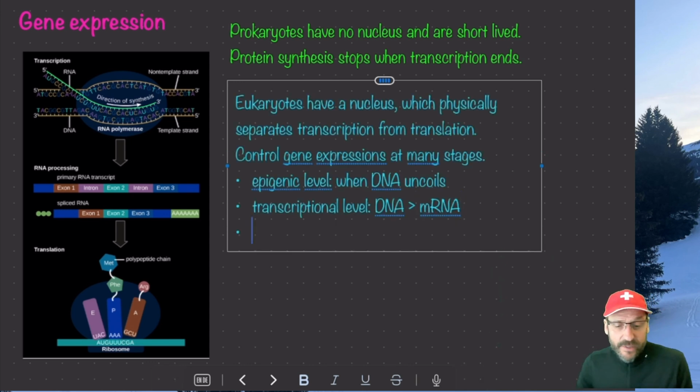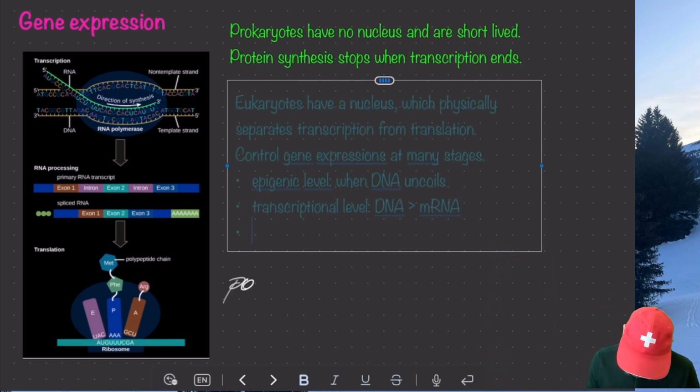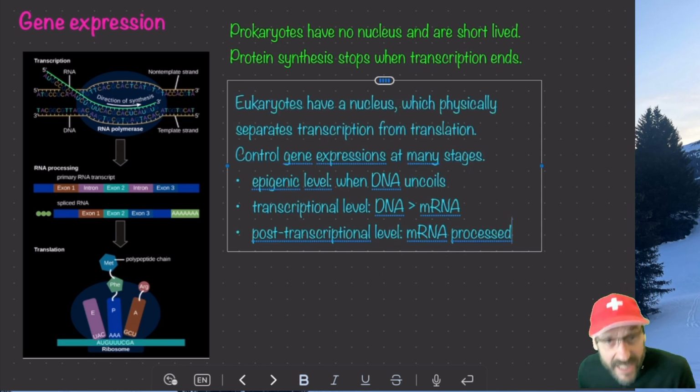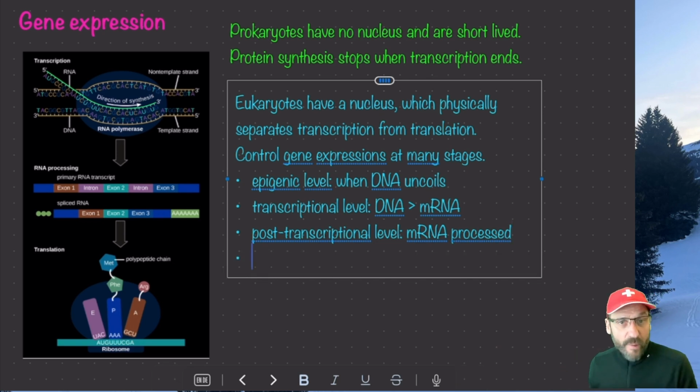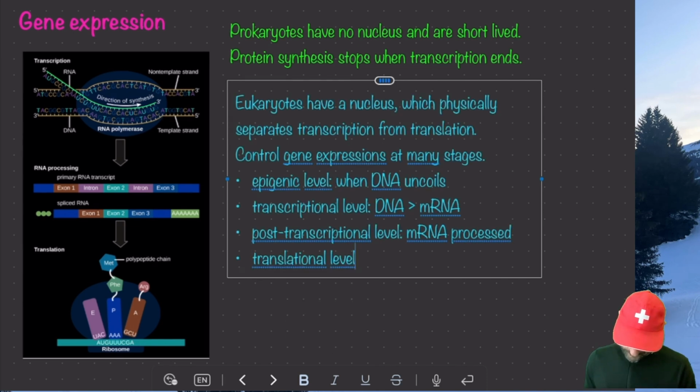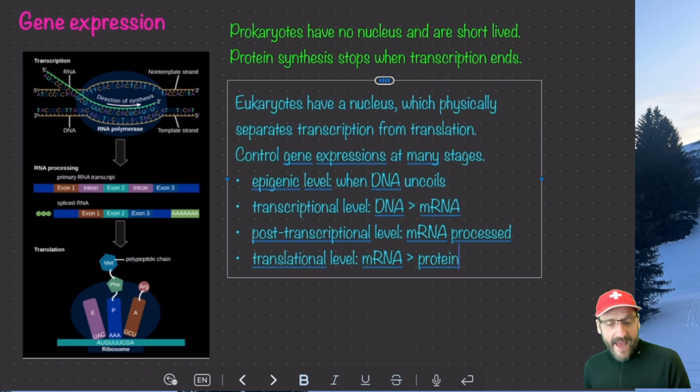At a post-transcriptional level, when the mRNA is further processed, then at a translational level, once we get the mRNA strand read and make a polypeptide. And finally, at a post-translational level, after the protein is made.